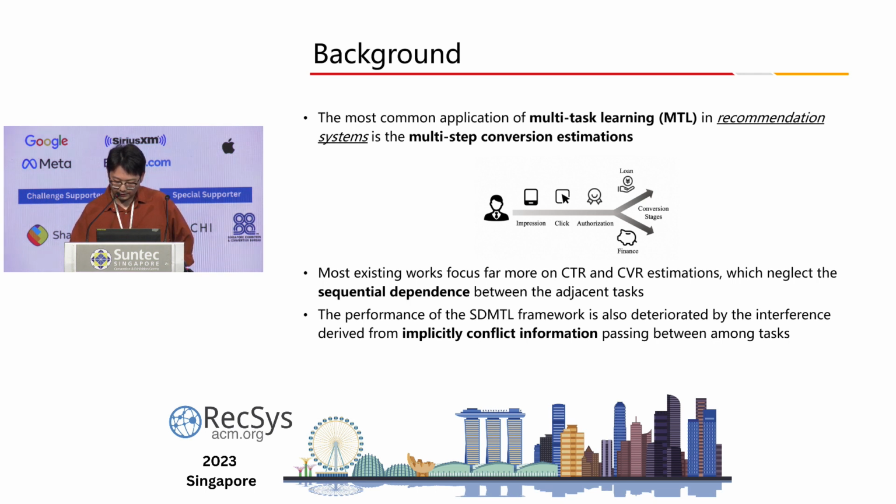A user's conversion process of financial products starts from impression, then click, authorize, and finally apply loans or purchase investment products. In addition, previous works have mostly focused on CTR and CVR estimations. However, there are rare works to provide a formalized definition of the SDMTL problem. It is particularly significant in multi-step conversion estimations for more diverse scenarios. Besides, the connection and the difference between the general MTL and the SDMTL is also unclear.